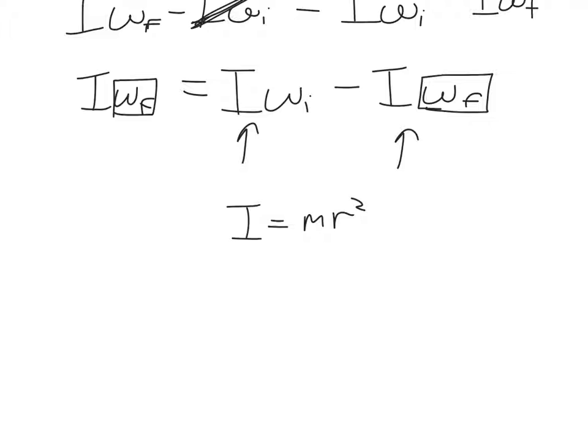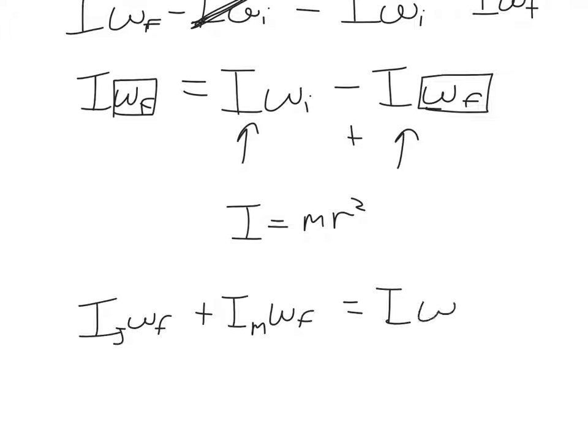So let's see if we can put that together. I'm going to add this to the other side. So I should get the I of Joey times his final omega plus the I of the merry-go-round times its final omega should be equal to the initial angular momentum of the merry-go-round. That should kind of make sense. Really, the merry-go-round was the only one that started with angular momentum. He didn't start with any. So the total final angular momentum should be equal to the total initial angular momentum. Again, a conservation of angular momentum statement.